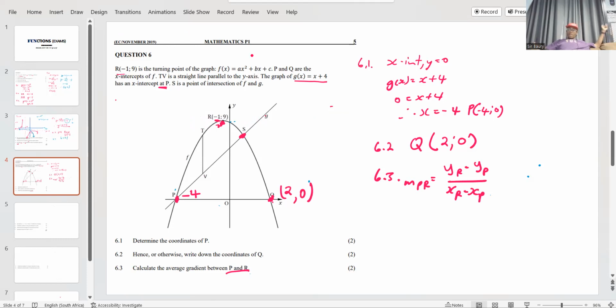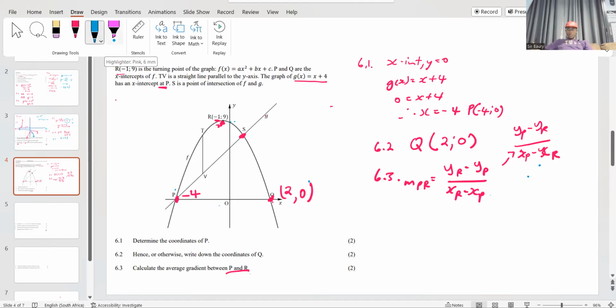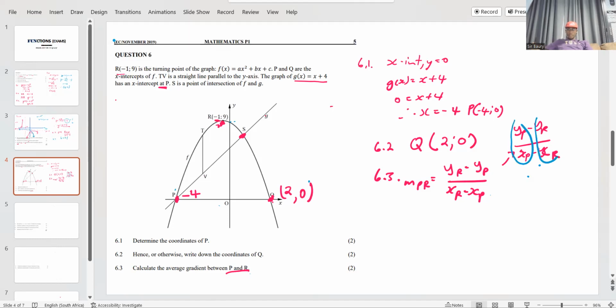Avoid making errors here. yR minus yP, this is the same thing, xR minus xP, right? Because if you check, these correlate. Do not say yP minus yR and then xR minus xP. There's no correlation. Don't do this. This is a common error.